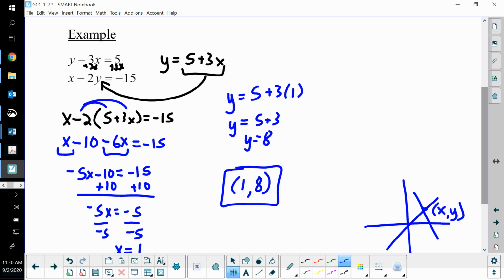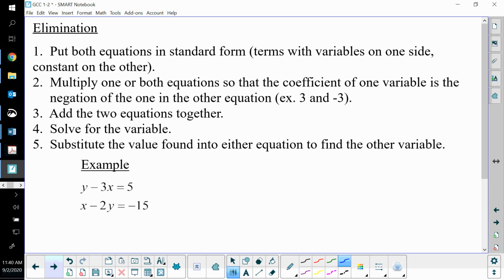Substitution is good if you can easily get a variable by itself. Sometimes in the process of getting a variable by itself, on the other side you might have some fractions and things like that that would make it more challenging to solve when you substitute in. So because of that, we also have another method that helps us avoid fractions, and it is elimination.